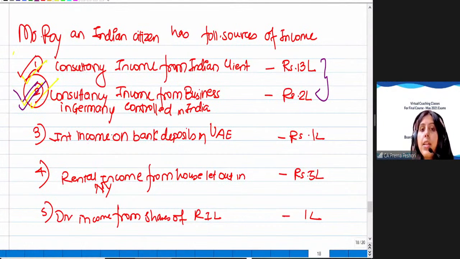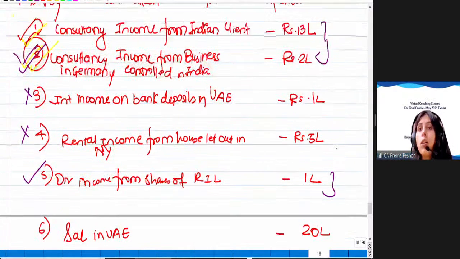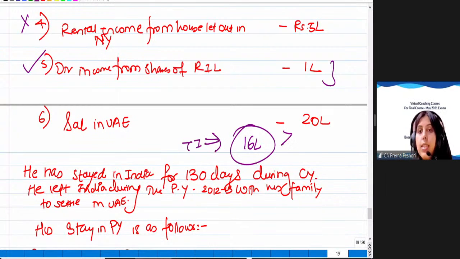And then interest income from bank deposits in UAE, this is accruing or arising outside India. So this will not be included, right? Rental income from house let out in New York, again, this will not be included, accruing outside India. Dividend income from shares of RIL, yes, included. So this makes it 16 lakh. So 13 plus 2 plus 1. So we have 16 lakh as total income in India, which is greater than 15 lakh. Salary in UAE will not be included.